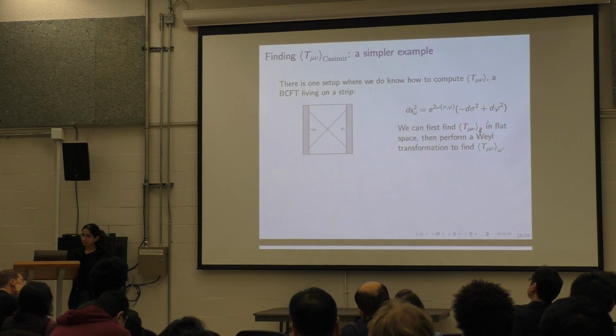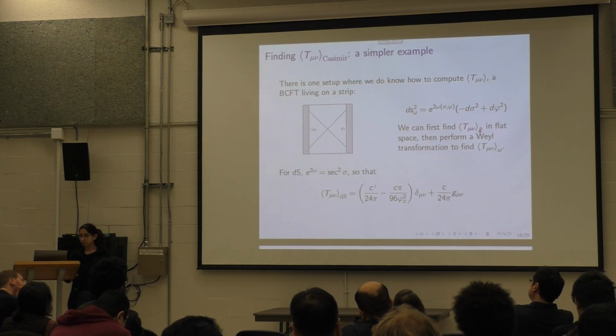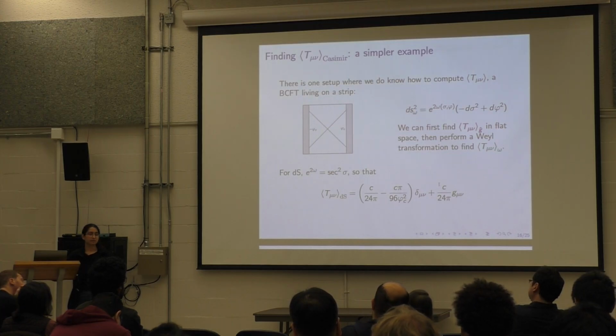So now we can go back to our previous slide and use the Weyl transformation formula to find the green stress tensor, which is the stress tensor on this curved geometry instead. Putting it all in, and for de Sitter space e to the 2 omega is secant squared sigma, we find the expectation value of the stress tensor on the de Sitter strip.